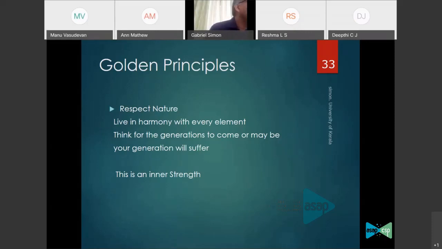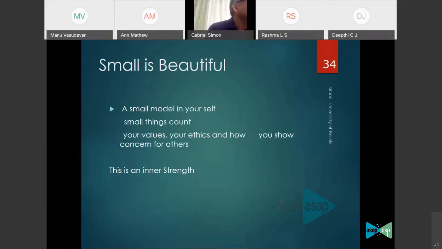Now we move to slide 34. Small is beautiful. We have to look at models like the self-correction model and the SWOT model, which talk about a small model where small things count. Your values, your ethics, how you show concern for others. These are the small things which happen around you, and that is an inner strength. It is how I show my concern in day-to-day small interventions. So try to deal with that and develop an inner strength based on that.